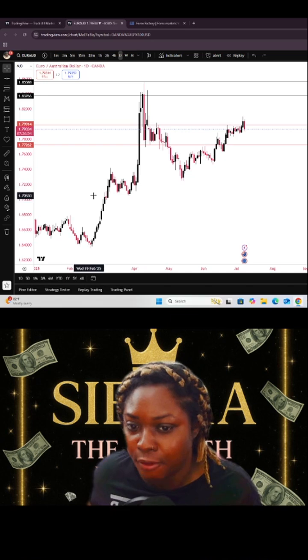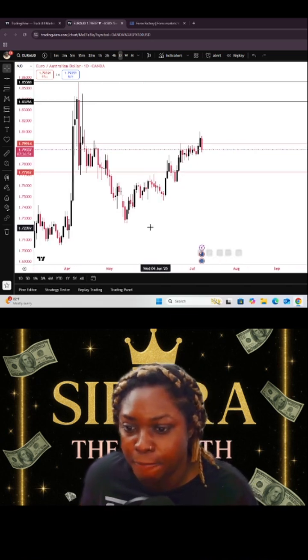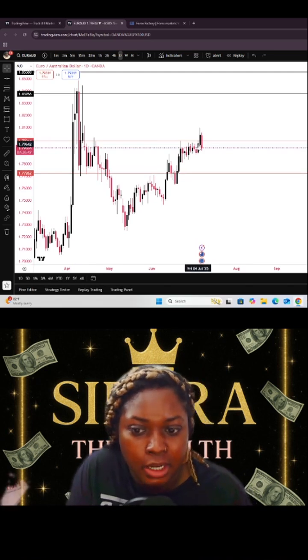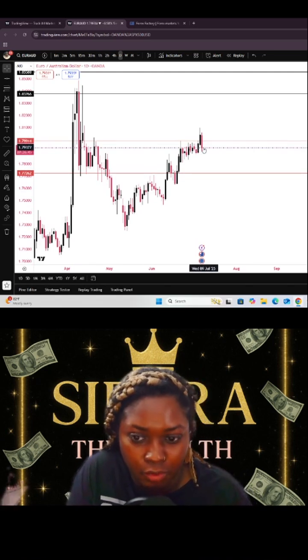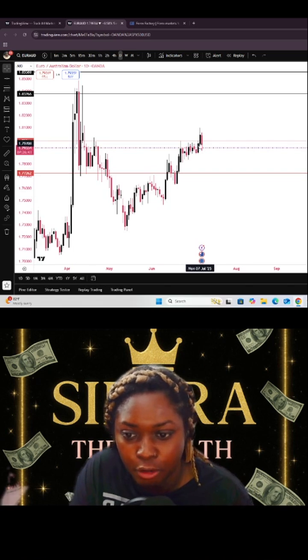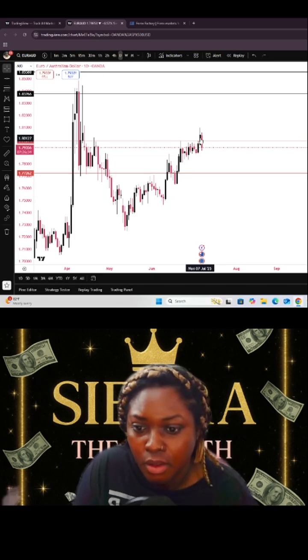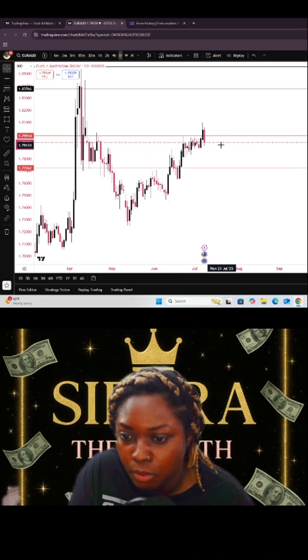My daily time frame has not closed yet. We have 7 hours left on this candle, but it looks like price is trying to make an evening star. This is a bullish candle. This is a bearish pin bar, and this should end bearish also. But we can't predict it.